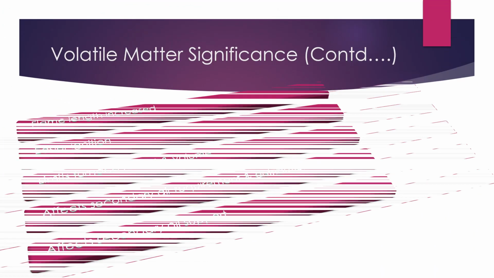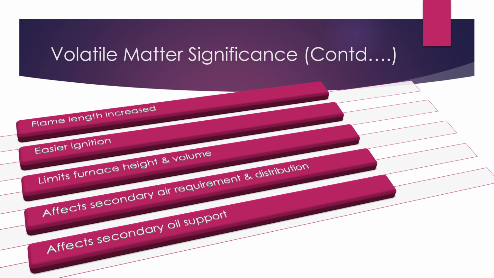Now coming to other significances of volatile matter, flame length increases when volatile matter increases. Volatile matter facilitates easy ignition of coal. It becomes a deciding factor in designing the furnace height and volume. Volatile matter also affects secondary air requirement and its distribution. It also affects secondary oil support.